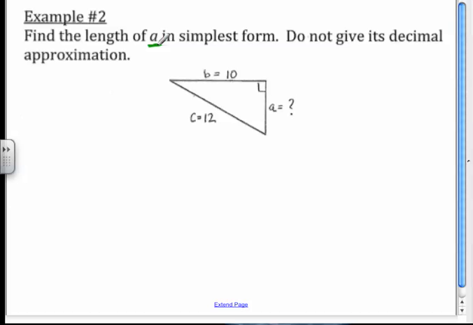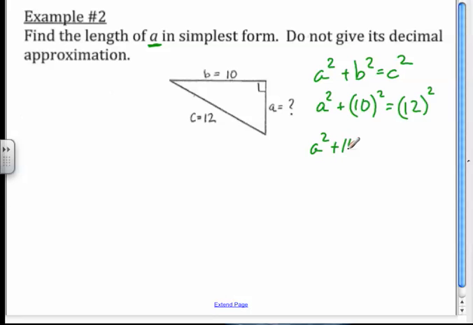So I'm going to remember Pythagoras' theorem. He says a squared plus b squared equals c squared. Okay? Now I'm going to fill in what I know. I don't know what a equals, so I'm going to have to leave it as a squared, but I do know that b is 10 squared and c is 12 squared. So I'm going to go ahead and simplify these things. I'm going to get a squared plus 100 is equal to 144.